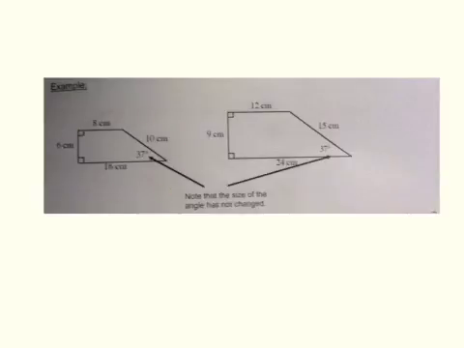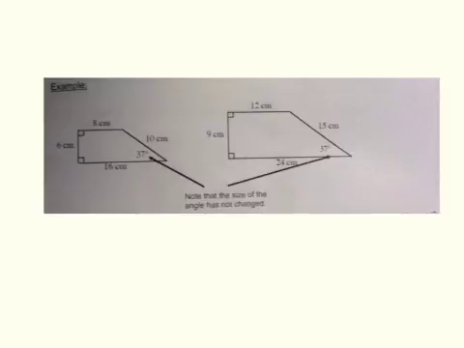So here we've got a quadrilateral, here we've got another quadrilateral. And if we just compare the sides, so here's 8, here's 12, 6, 9, 16, 24, 10, 15. If we look carefully, we can spot that this shape is 1.5 times bigger than this shape. 8 times 1.5 is 12. 6 times 1.5 is 9. 16 times 1.5 is 24. 10 times 1.5 is 15. So all the sides have been enlarged by a scale factor of 1.5.